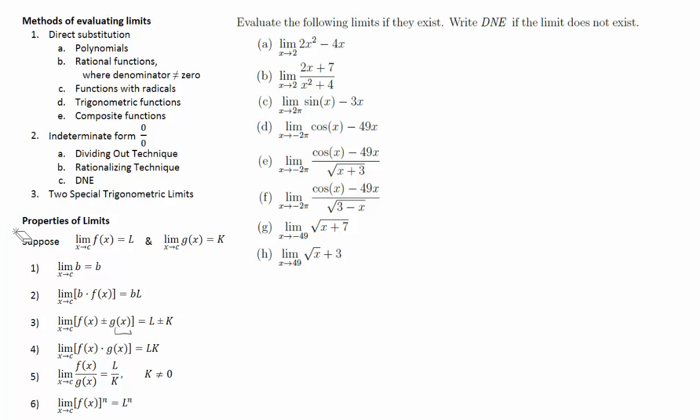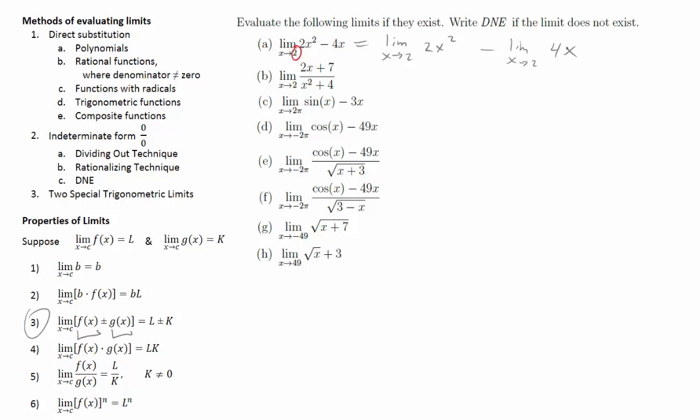Let us evaluate the following limits if they exist. Write D and E if the limits do not exist. So part A, we have the limit as x approaches 2 of 2x squared minus 4x. First, I'll evaluate this using properties of limits because we'll have to use this method for more complicated examples. Looking at property 3 here, it looks like I have the subtraction of two functions: the limit as x approaches 2 of 2x squared minus the limit as x approaches 2 of 4x.